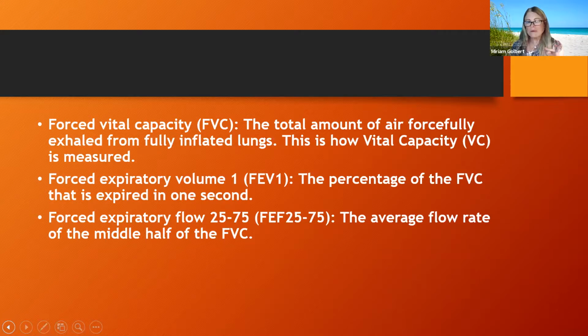And then there's another one that is not as common, which is the forced expiratory flow 25-75, which is the average flow rate of the middle half of the FVC. So they really never do this one, but yes, they do the FEV1. They want to know how fast you can exhale all that air that you inhaled in.